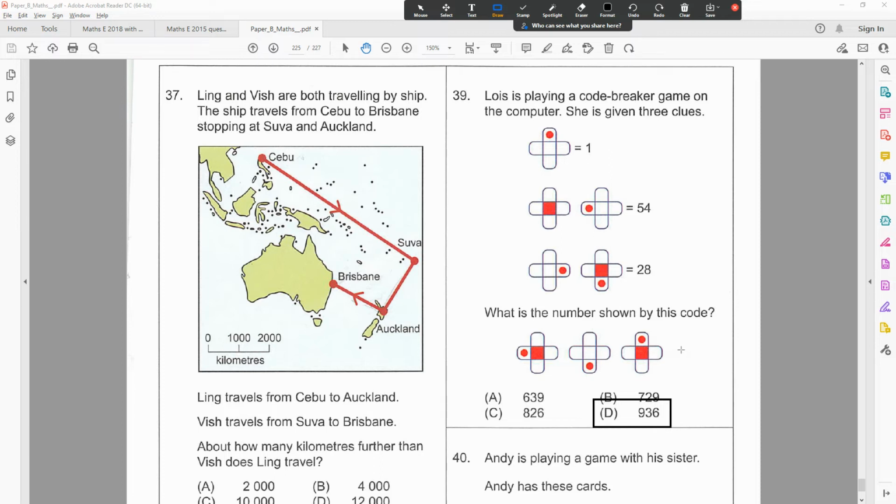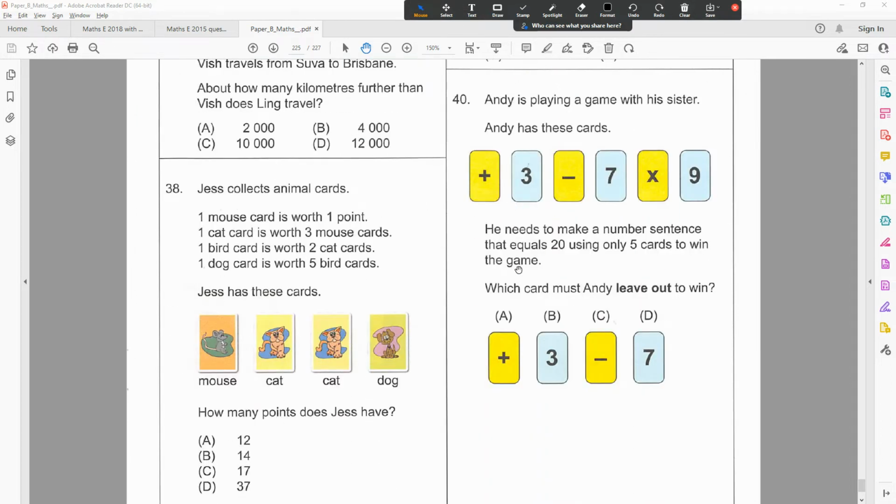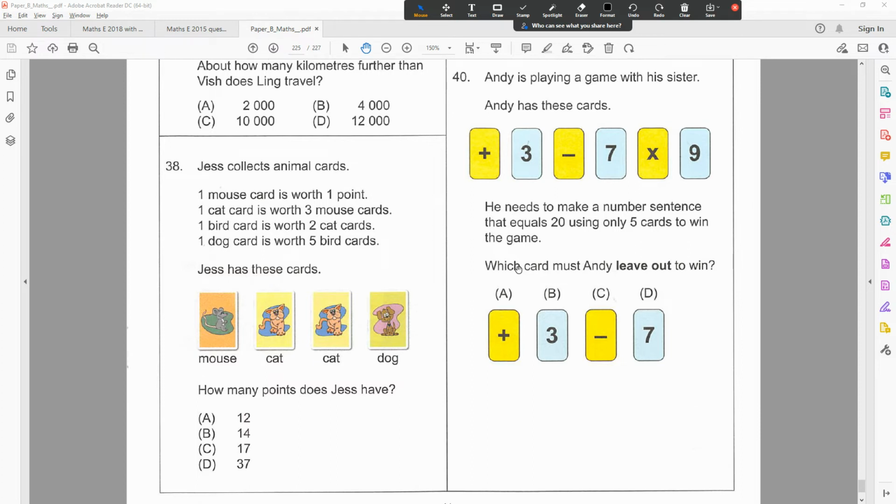That takes us to the last questions for today. And that will be question 38 and question 40 from here. All right, I'm going to give you a total of 1 minute to try the question. And then after that, I'm going to give you the answer. And you're going to check if you got it right. If you got it wrong, you have to try and fix it before we finish.